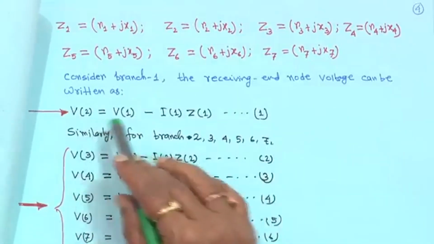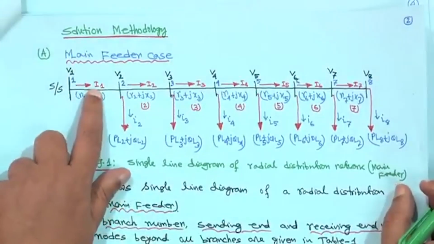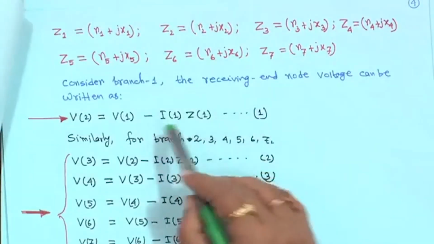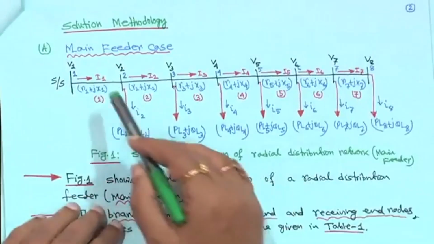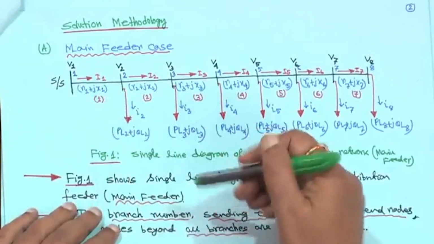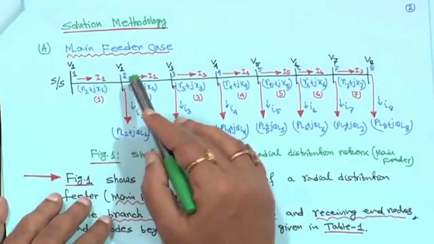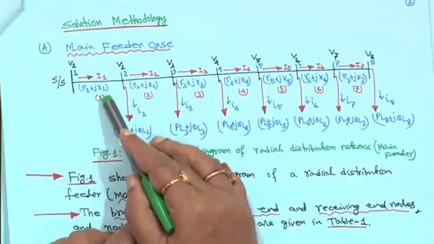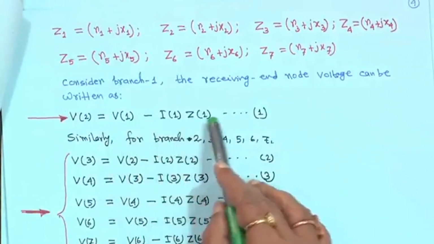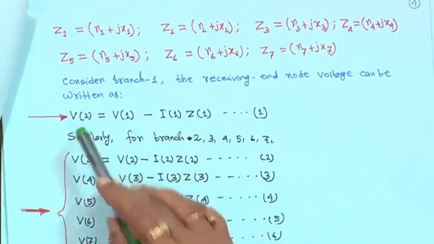So, V2 is equal to V1 minus I1 Z1, because this is the current flowing through branch 1. V2 is known now, because V1 is known. Later I will show how to compute the initial values of I1, but for the sake of understanding, assume that I1 is known to you. The line impedance is known, therefore V2 is V1 minus I1 Z1. Suppose I1 is known, Z1 is also known, and V1 is the known slack bus voltage, so V2 is known.